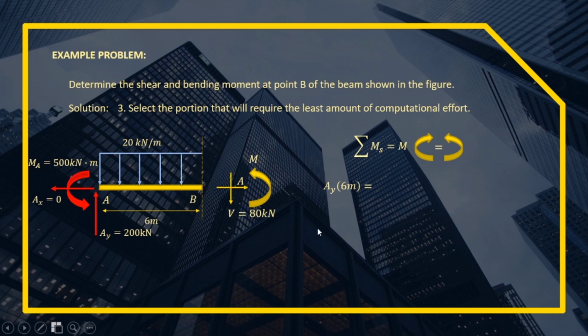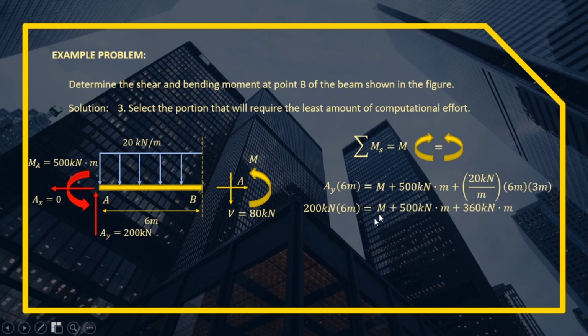And the one that creates the counter moment is the M and the load and the reaction about point A. So 200 kN times 6 equals M plus 500, which is the reaction about point A, and the load, which is 20 times 6 times the moment arm of 3 meters. So let's simplify. We have a value of Ay, which is 200 kN times 6, equal to M plus 500. 20 times 6 times 3 is 360 kN-m.